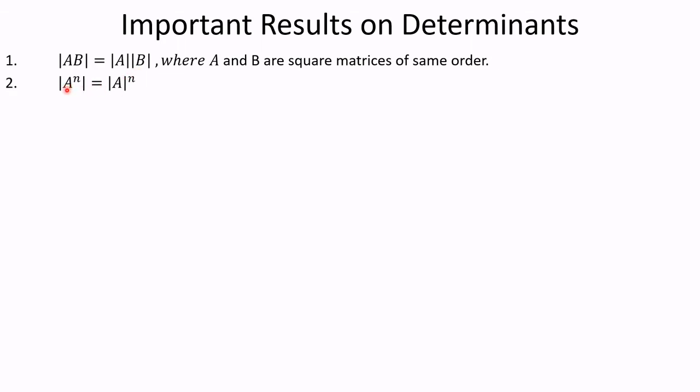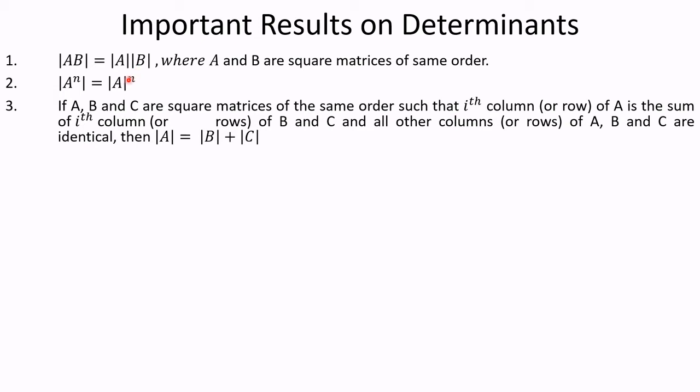The next result is determinant A to the power of n is equal to determinant A to the power of n. Please see n is within the two parallel lines on the left hand side, and on the right hand side n is the power of the determinant. Please note here the two vertical lines are not modulus. Please remember, it is not modulus. It is simply two vertical lines.